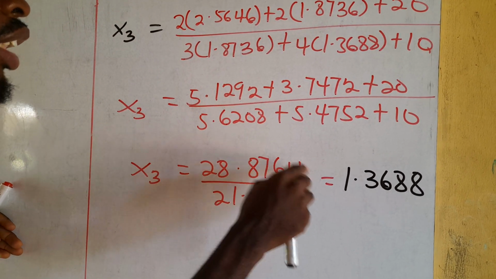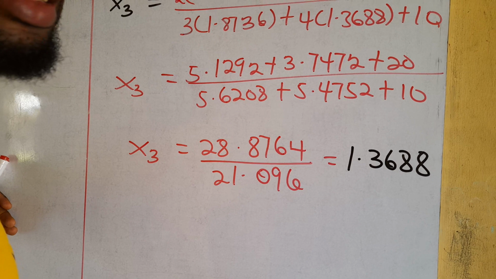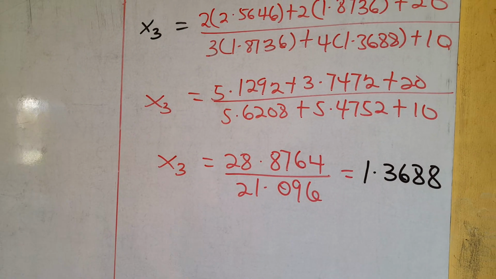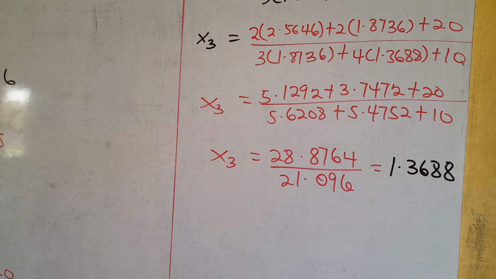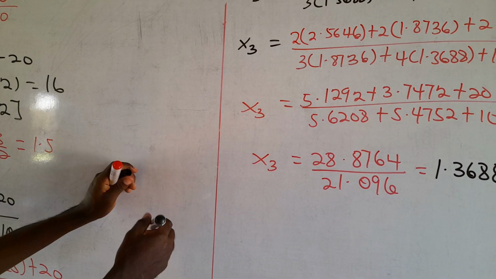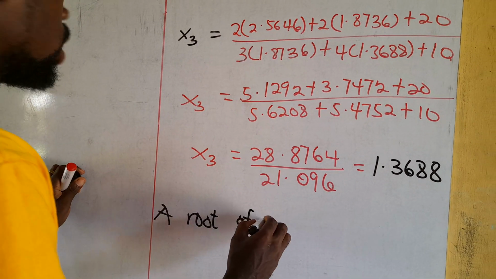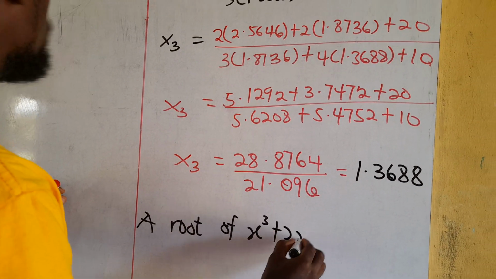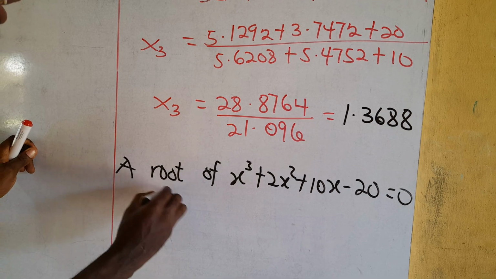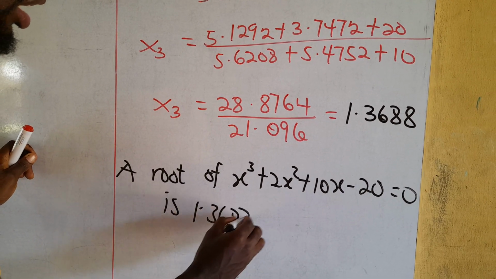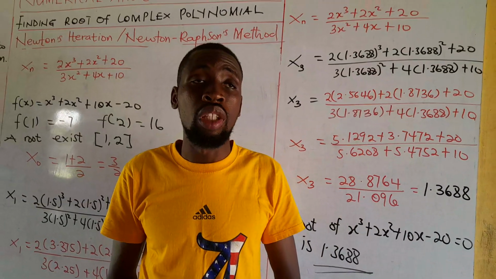When 28.876 is divided by 21.096, we get 1.3688 as our root. Remember, they say up to the third iteration. So we reach here, we stop, we obey the question by approximating it to 4 decimal places. Then we can say a root of the polynomial x cubed plus 2x squared plus 10x minus 20 equal to 0 is 1.3688. I hope you get that. We'll solve another example on this so that you'll be abreast with the concept.